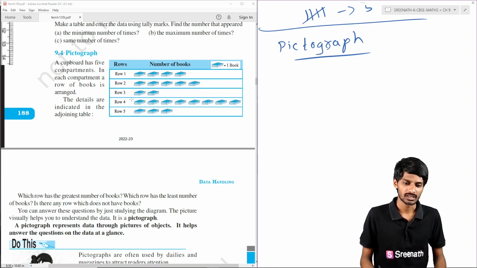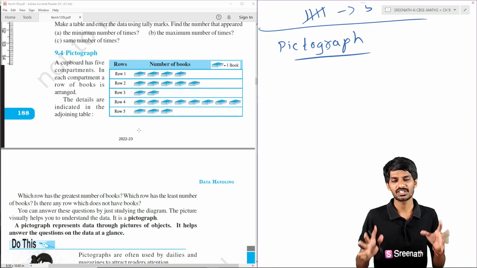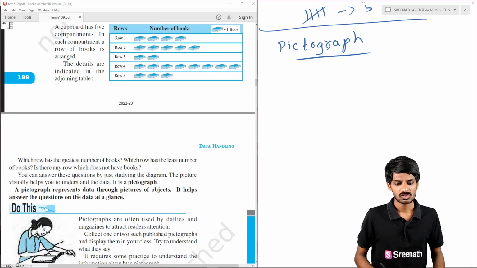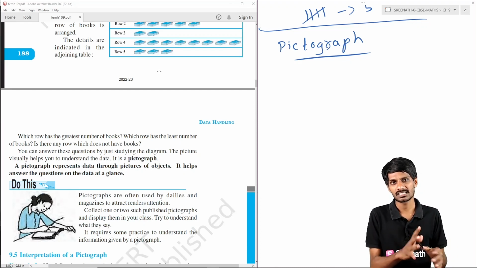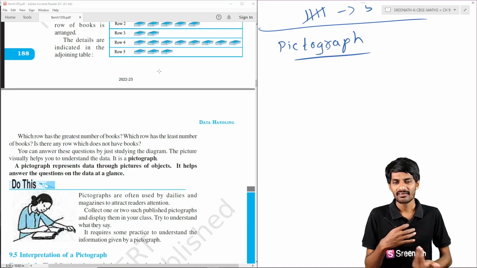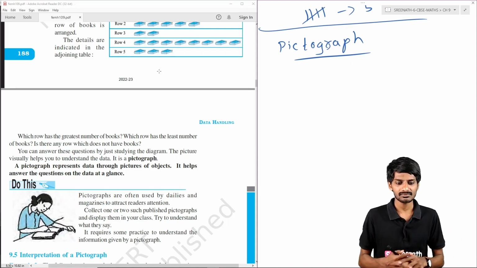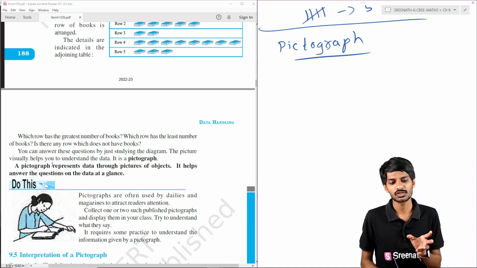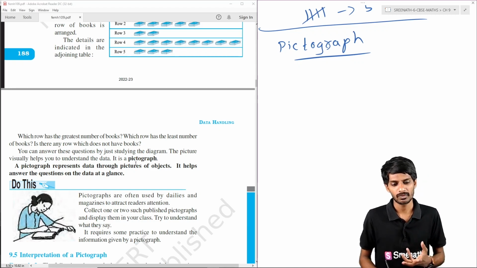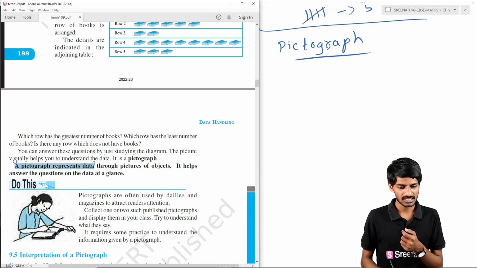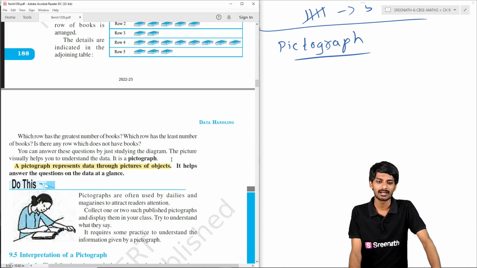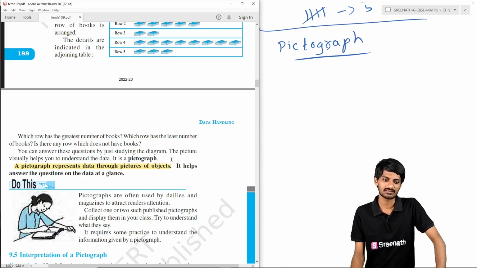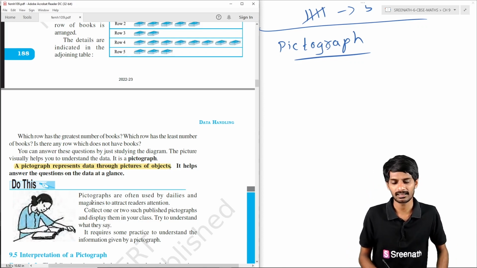Why? There are pictures and we can simply see them, simply count them. So students, pictograph information, which is in the form of pictures, is very easy to access, very easy to understand, very easy to calculate. The picture visually helps you to understand the data. It is called a pictograph. A pictograph represents data through pictures of objects, friends. So it helps answer questions on the data like that.